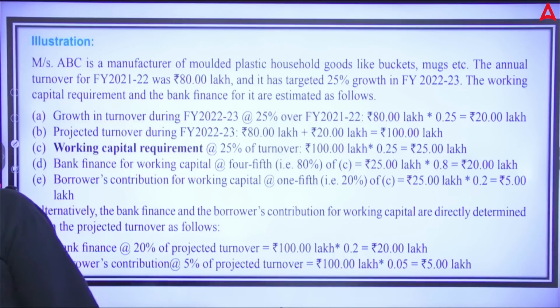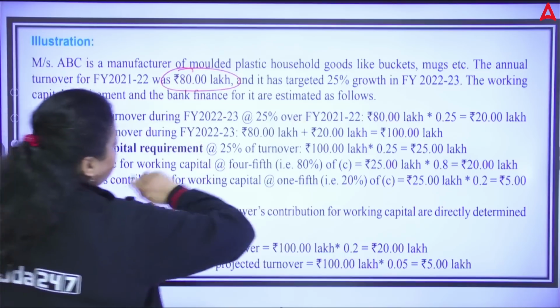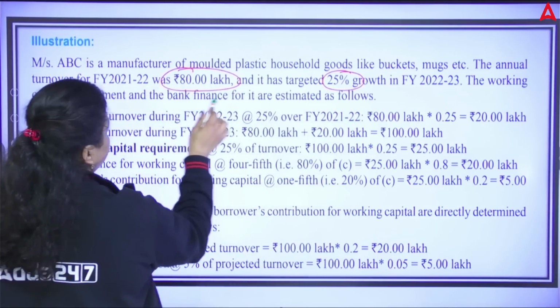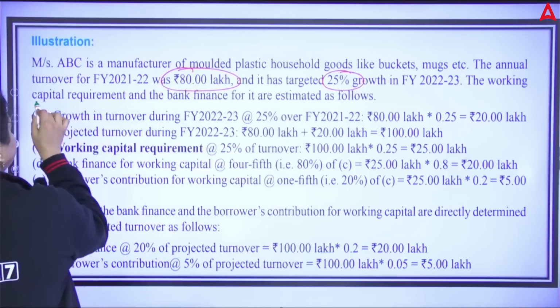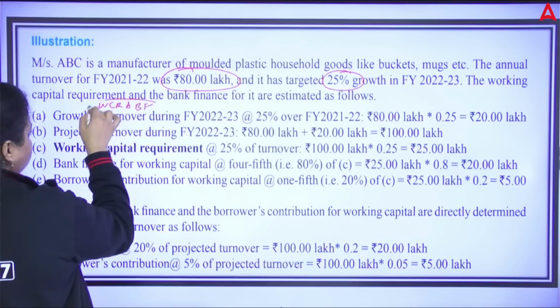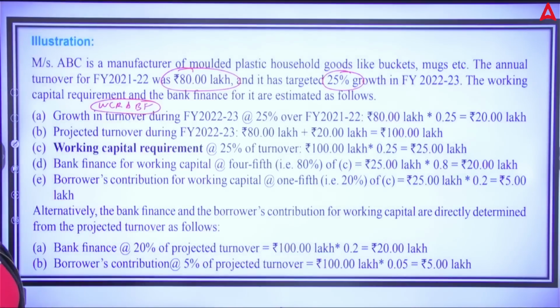Okay, so your turnover limit has been given as 80 lakh and the targeted growth is 25%. The working capital requirement and the bank finance you have to estimate. Two things you have to calculate: the working capital requirement and the bank finance. First of all, you have to calculate the new working capital.